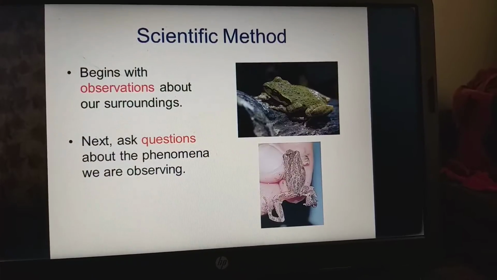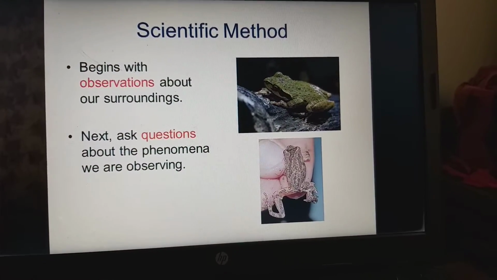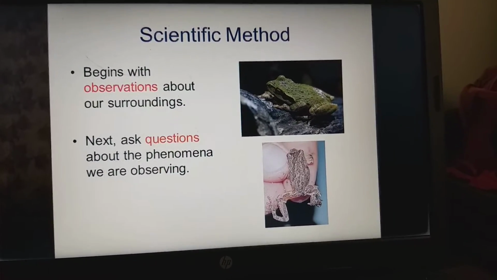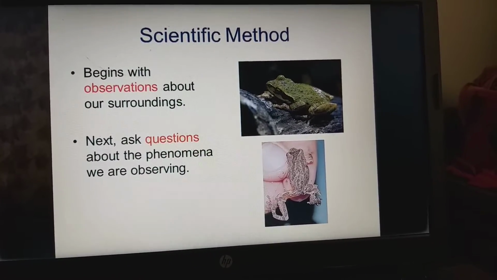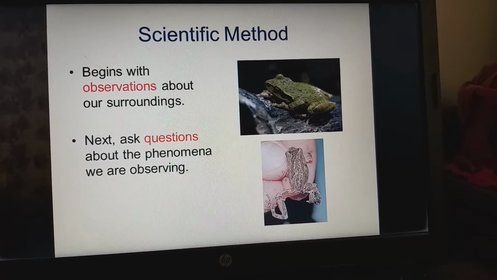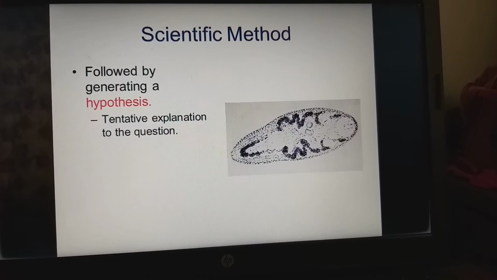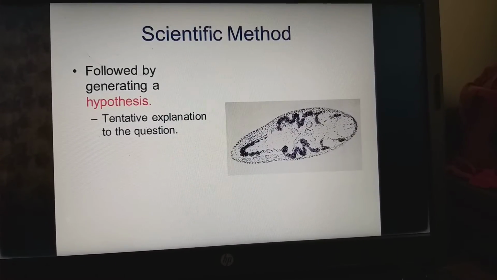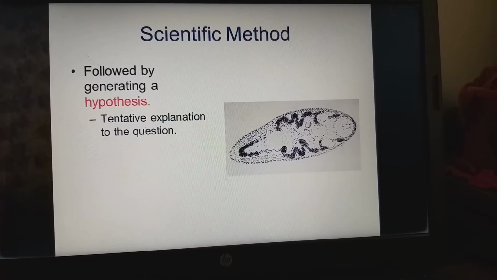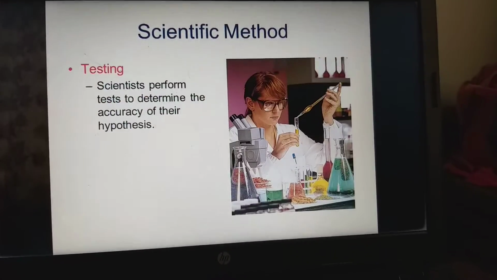Next, scientific method. So, what is a scientific method? It begins with observation about the surroundings: how, when, and what is happening. Next, ask a question about the phenomenon we are observing. Next, it is followed by generating a hypothesis, or a tentative explanation to a question. For example, the frog is three-hearted. So, how is it three-hearted? So, why? What is the reason?